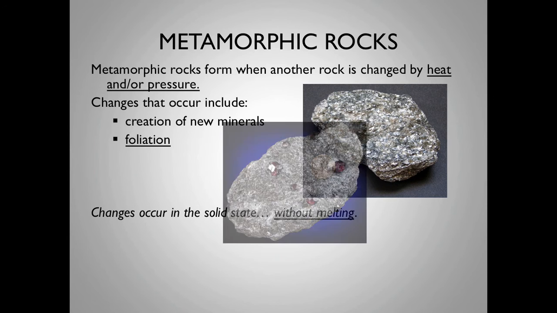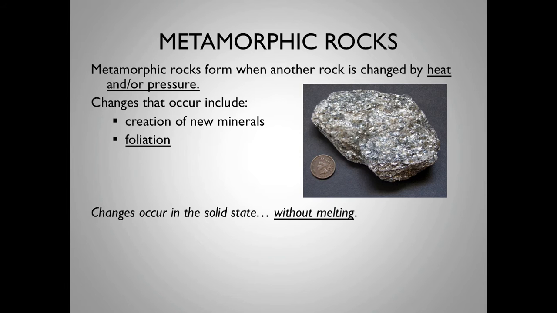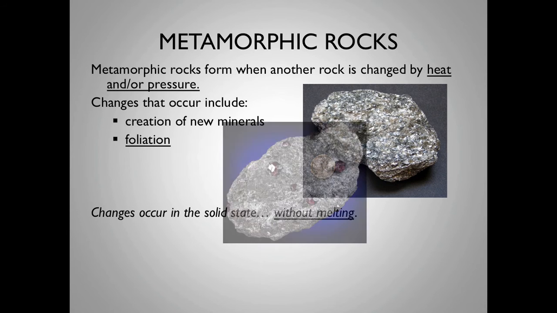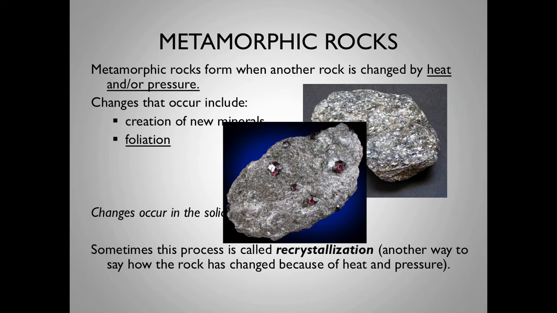Here's another example of a garnet metamorphic rock where those crystals were created. I covered this. Changes occur in the solid state without melting. If it melts, it becomes an igneous rock. So there's our garnet metamorphic rock again. Sometimes this process is called recrystallization, which is just another way to say that the rock was changed because of heat and/or pressure.